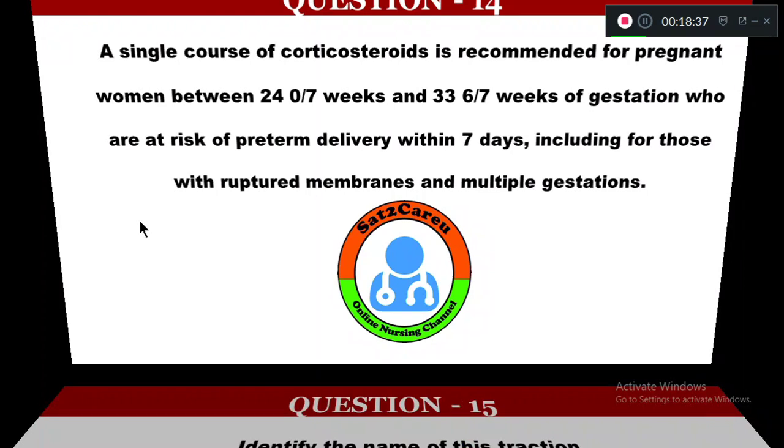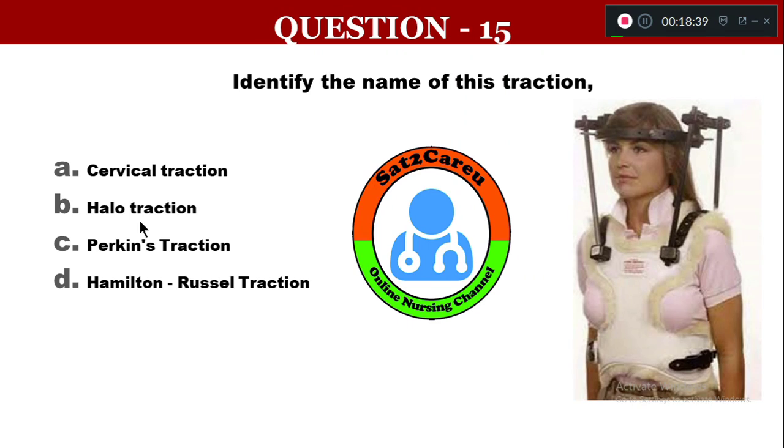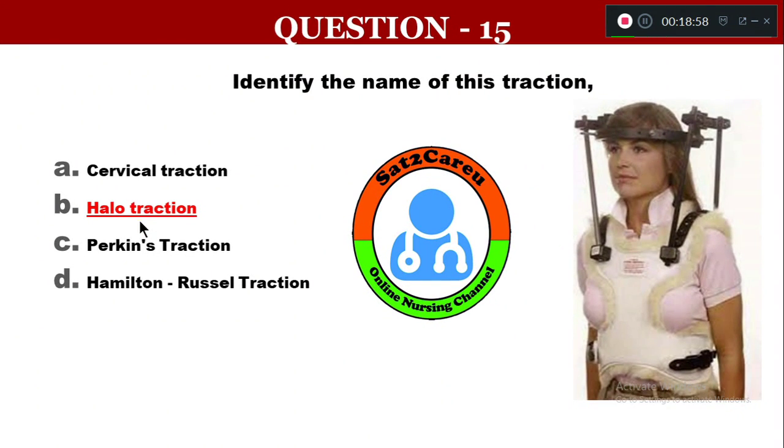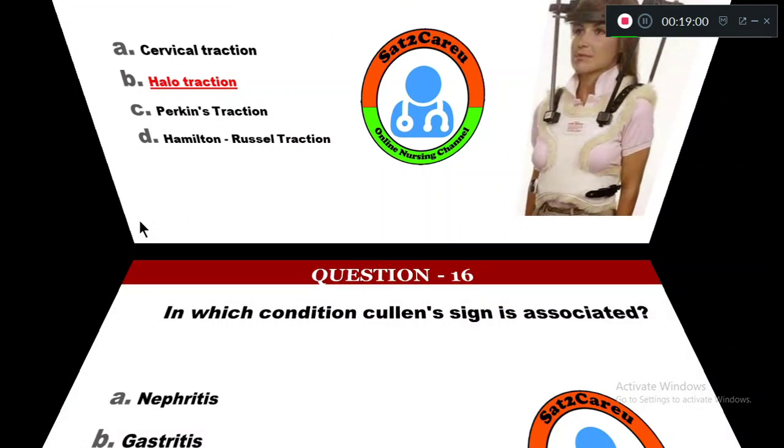Now move on to question number 15. Name the traction which you are seeing in this image. Option A cervical traction, B halo traction, option C Perkins traction, option D Hamilton Russell traction. The right answer is this type of traction is called halo traction.